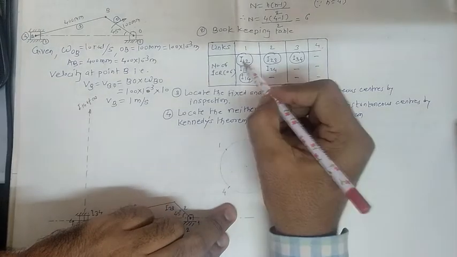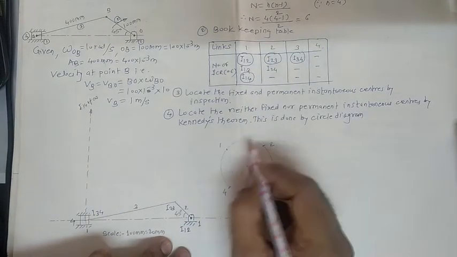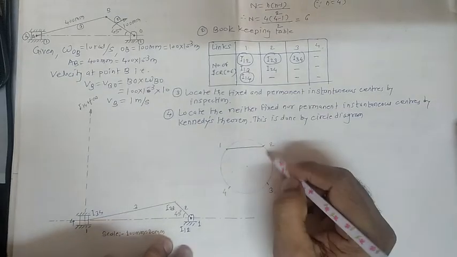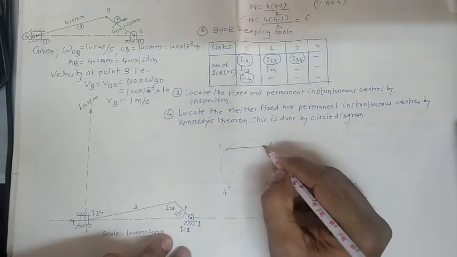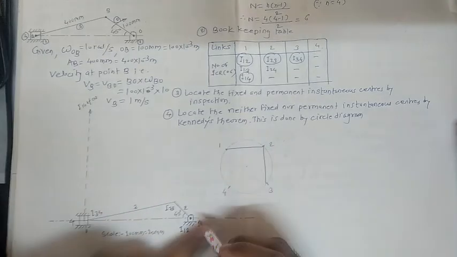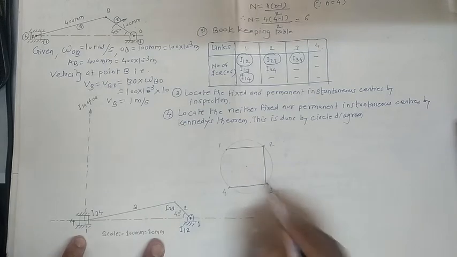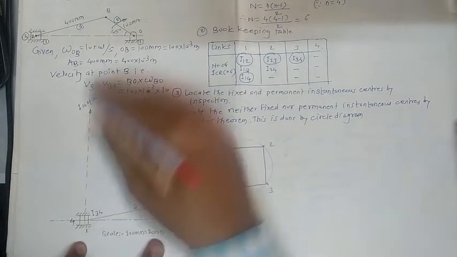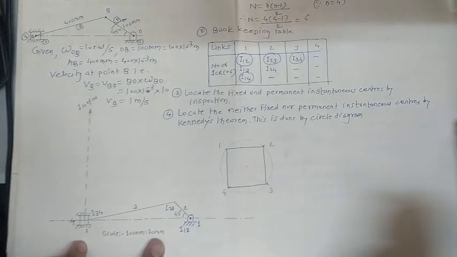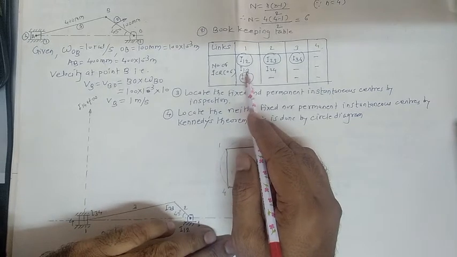As this point we have already located, 1 2 is already with us, just join that 1 2 point by a dark line. Next, 2 3 point is already located, join that 2 and 3 point by a dark line. Then 3 4 point is already with us, join it by a direct line. Then 1 4 point is already with us, just draw it by a direct line in this way. Now my next task is to locate I13 and I24.